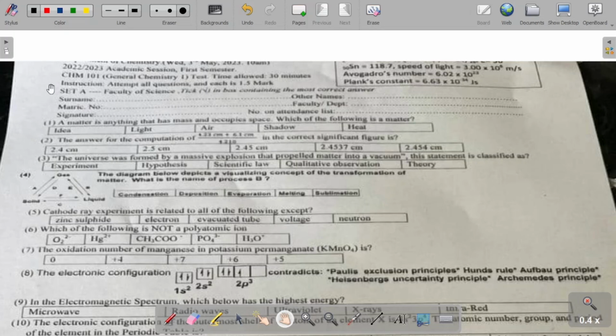The instruction here says tick good in the box containing the correct answer. So your instruction is to tick good in the box containing the correct answer. Now let's look at the questions.